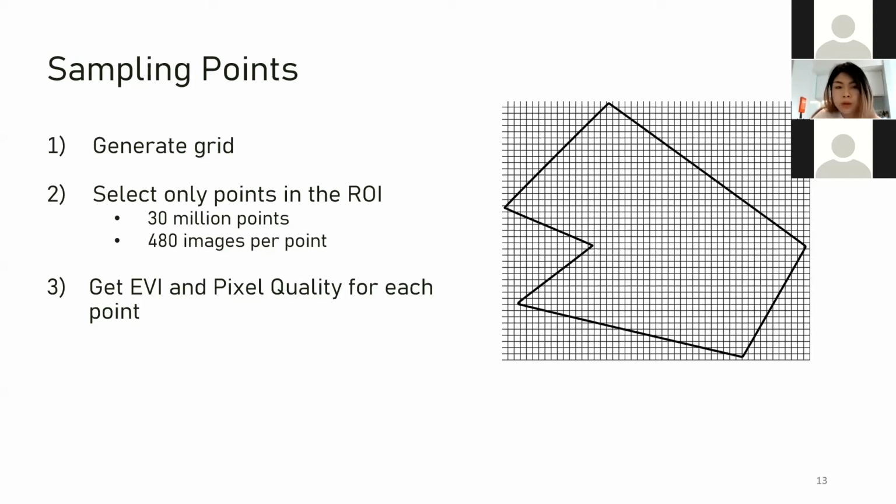And step 2, let's say this was our region of interest, this polygon here. I use a spatial join to select only the points here, which are within the region.